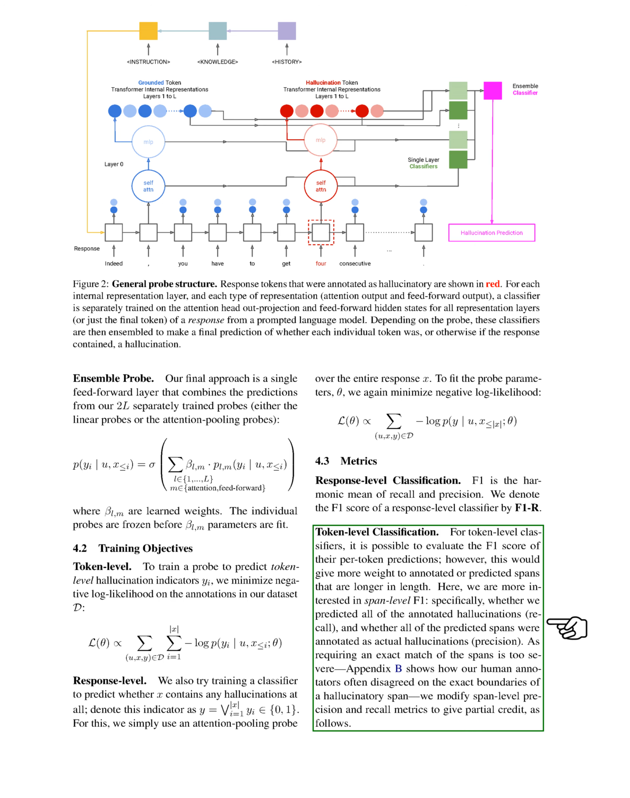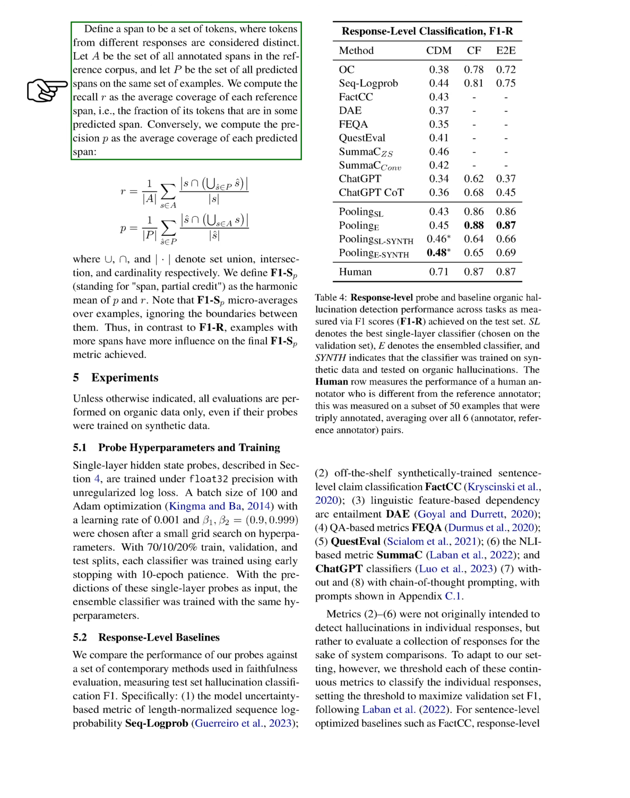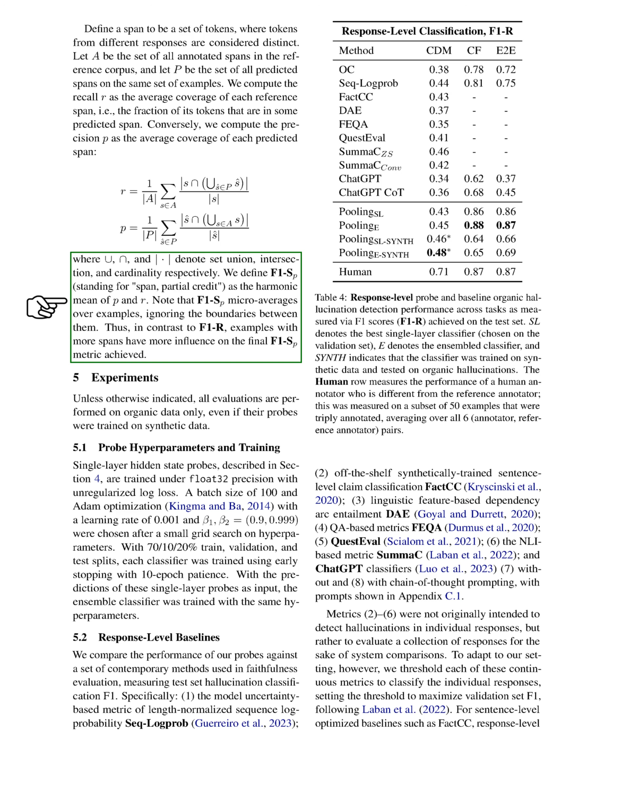We modified span-level precision and recall metrics to give partial credit. We defined a span as a set of tokens, and computed the recall as the average coverage of each reference span, i.e., the fraction of its tokens that are in some predicted span. Similarly, we computed the precision as the average coverage of each predicted span. We then defined F1s_P as the harmonic mean of precision and recall.